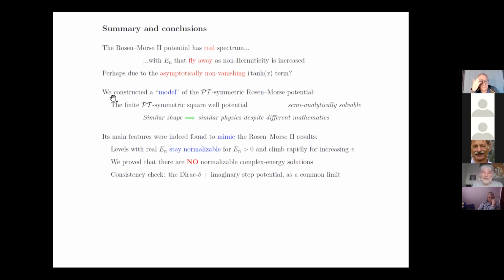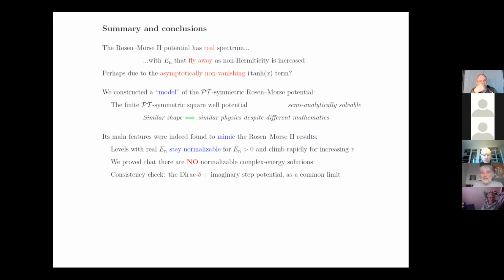So we constructed a model of this potential, the PT-symmetric square wave potential, which is semi-analytically solvable. It has similar shapes, similar physics, despite the different mathematics. It is not exactly solvable, but you have to find the roots of a transcendental equation, which is again something feasible, but it is not completely exact. It turned out that the main features of this potential mimic the properties of the Rosen-Morse potential.